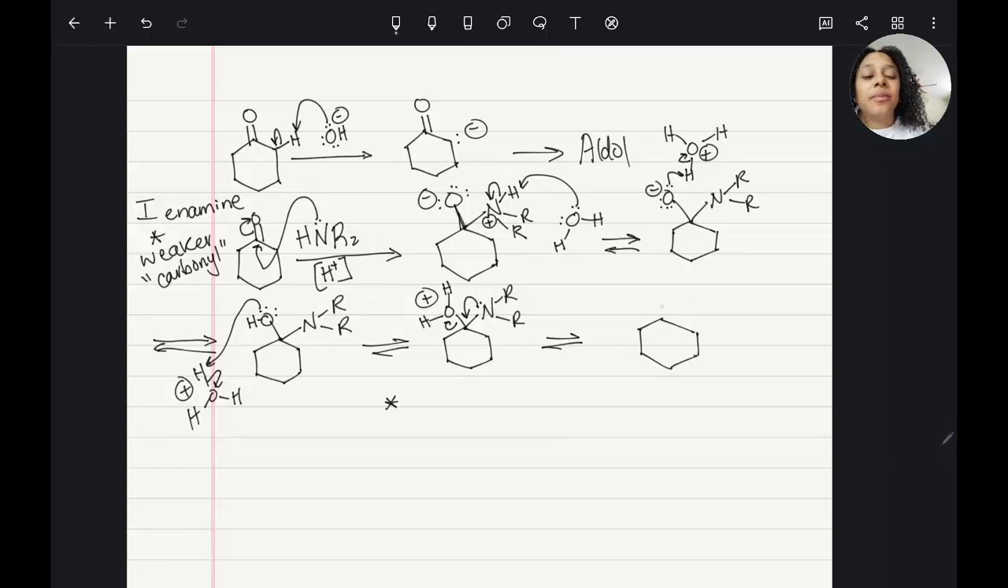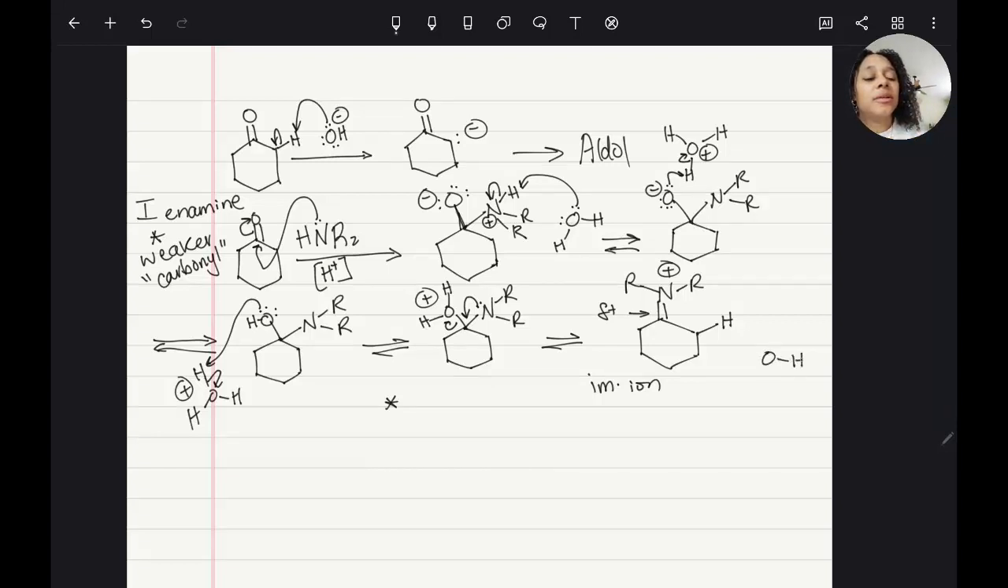So we are going to get our iminium ion, which later on we'll be able to convert back to the carbonyl because we're going to reverse all these steps, so the water will come back in and do all of that. Now what's going to happen is if we were to draw the resonance structure, we'll see that this carbon is positive, and because of that we can have an elimination.